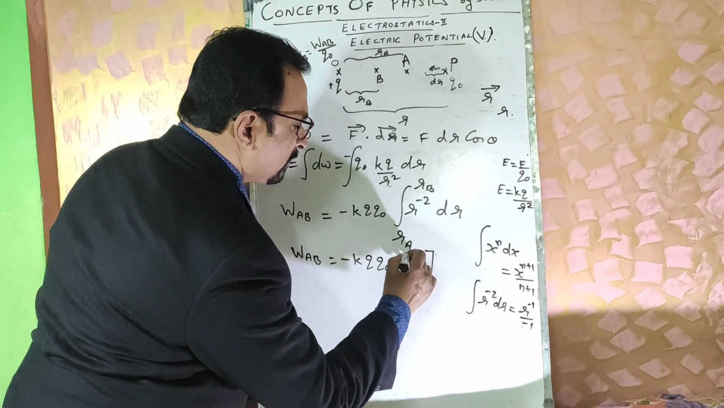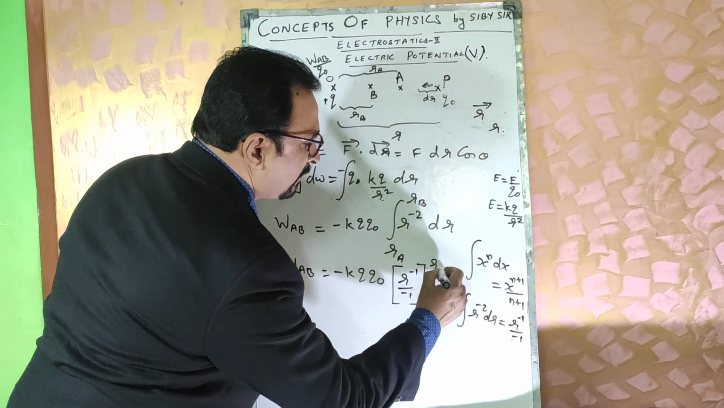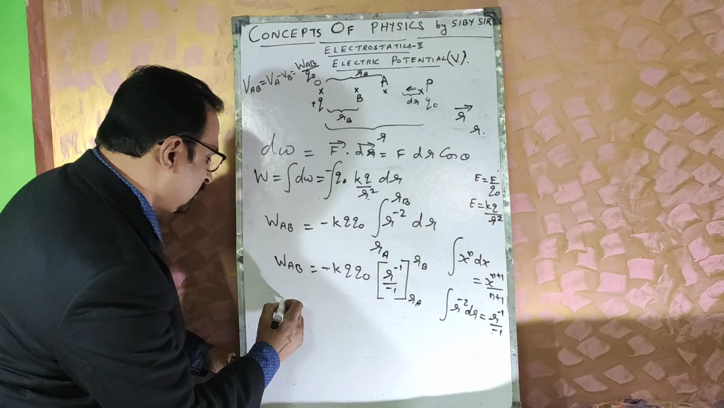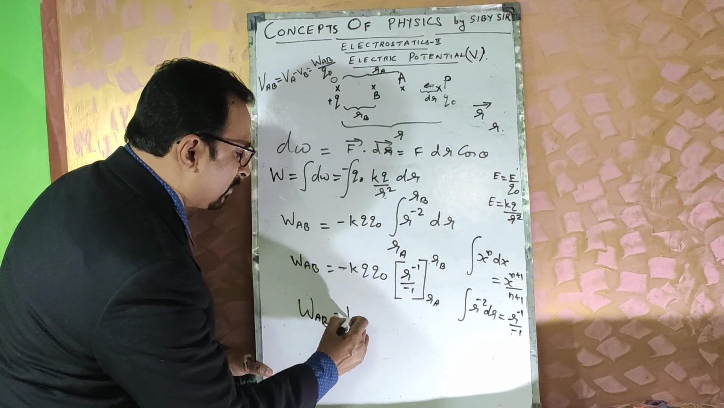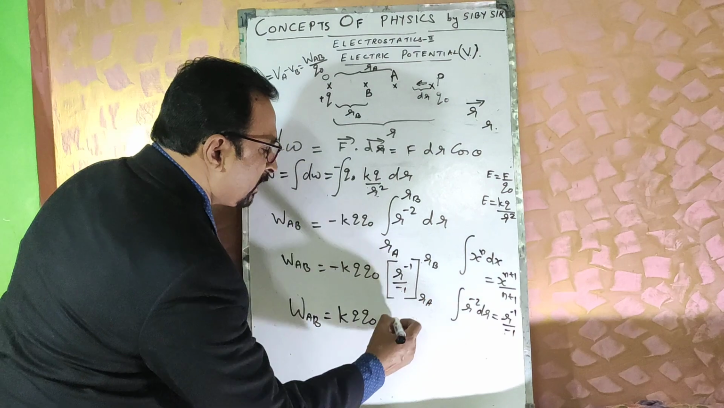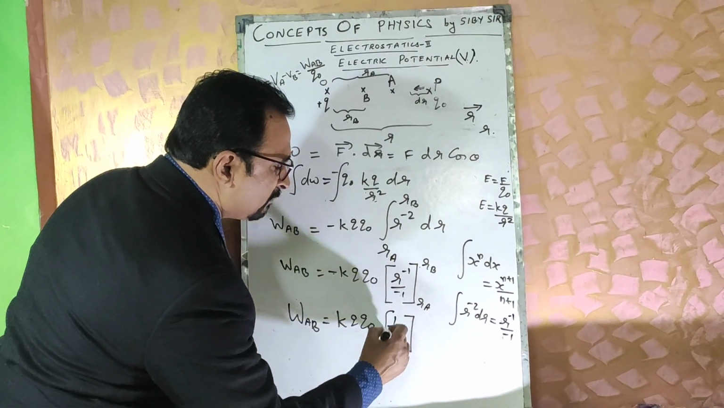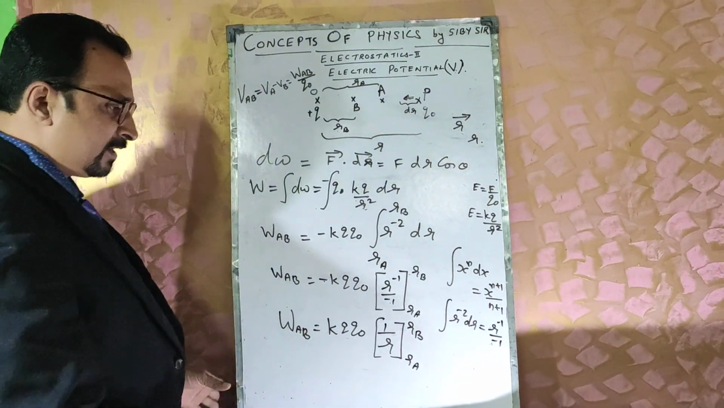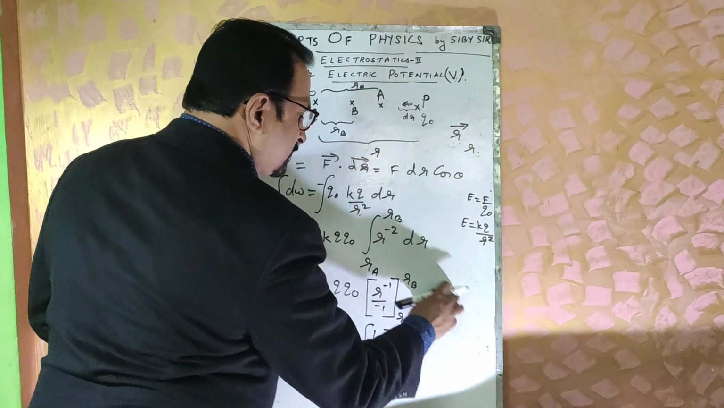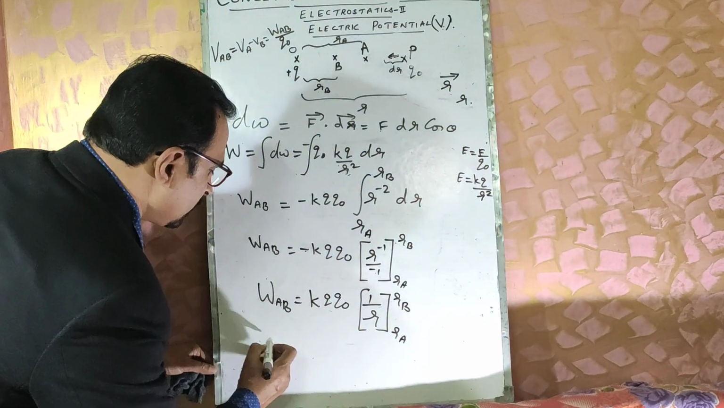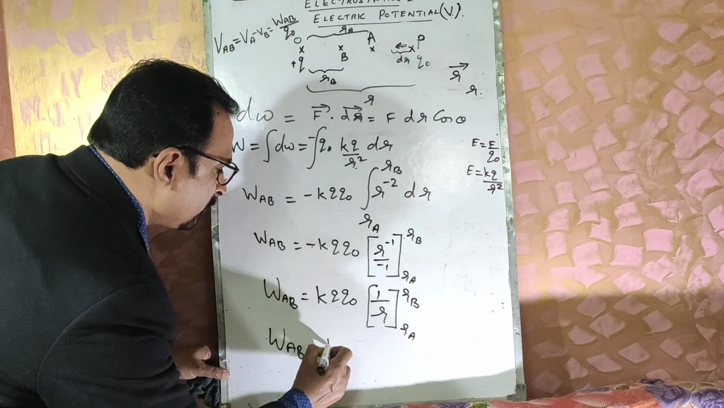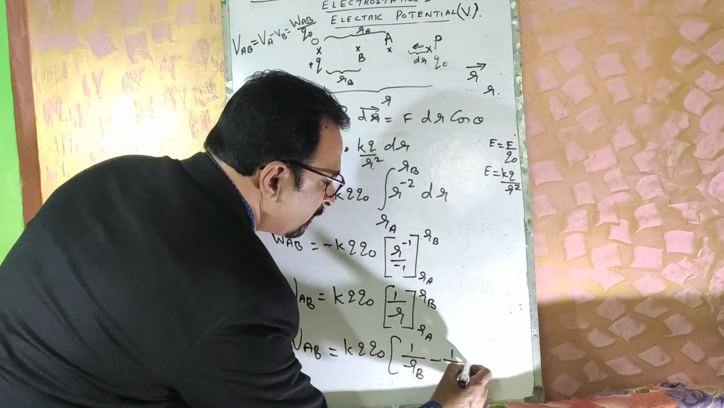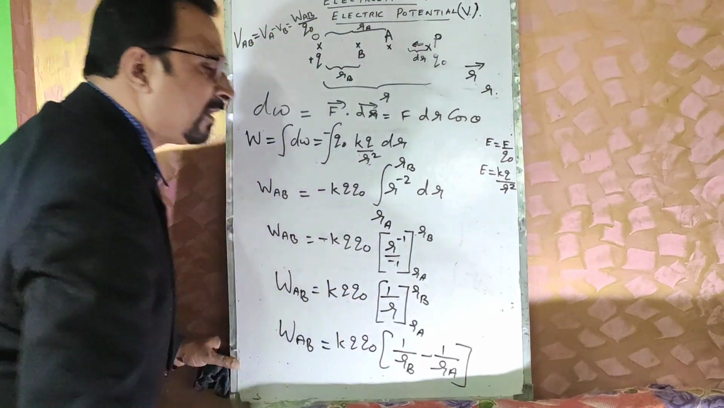Now, integration is over. Now, your limits are rA and rB. Now, this minus 1 and this minus together will become plus. So your step is WAB is equal to kq q naught into r raised to minus 1, that is 1 upon r, between the limits rA and rB. Now, what I will do? Upper limit minus lower limit. So your answer will be WAB is equal to kq q naught times upper limit 1 upon rB minus lower limit 1 by rA.